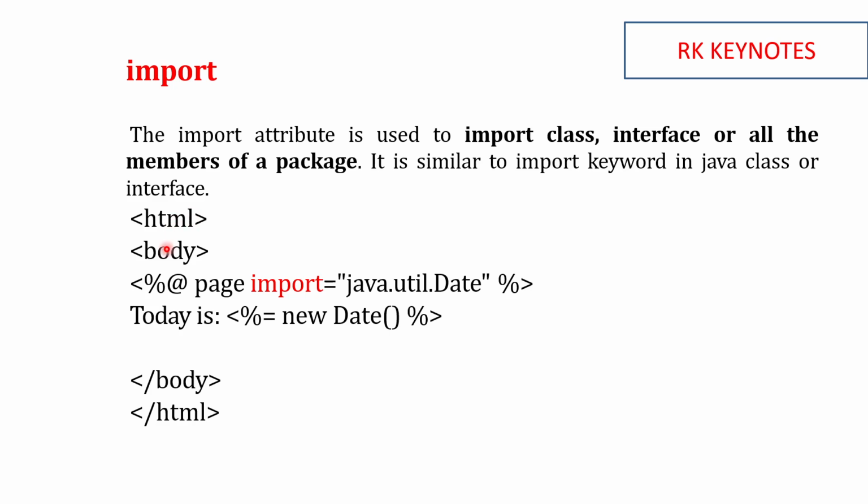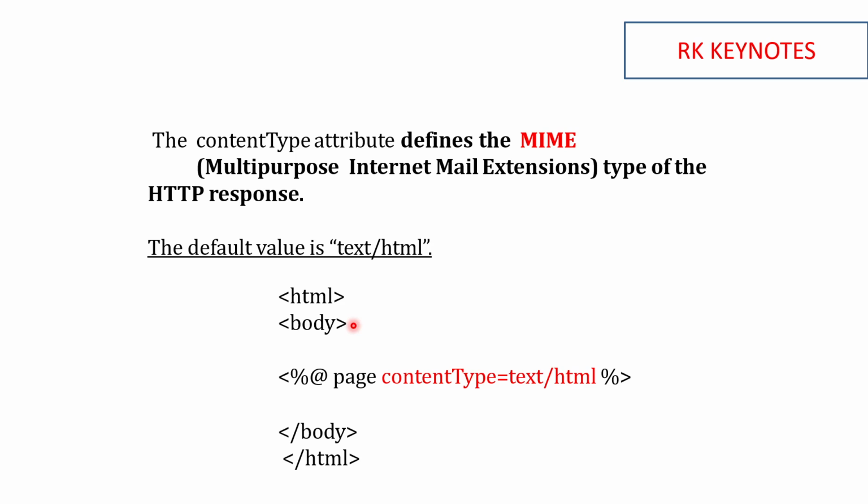Now we can see that this is a JSP. In a JSP file, you need to mention this code. So directive tag, and then I'm using the page directive, and the attribute name is import. I'm importing a package, java.util.Date. And what I'm doing here, this is an expression tag. Within that, I'm creating an object for this Date class. So now it'll print the date for me. That's it. Similarly, we can use contentType like this.